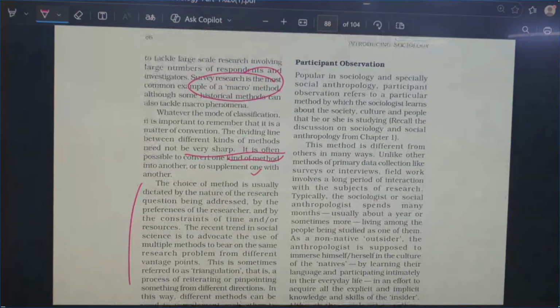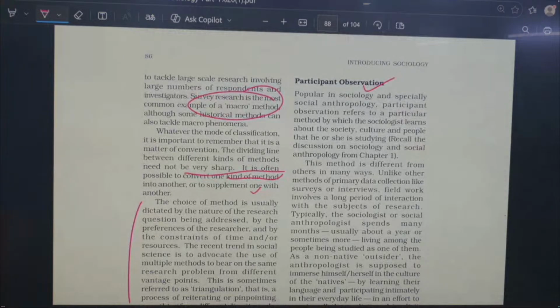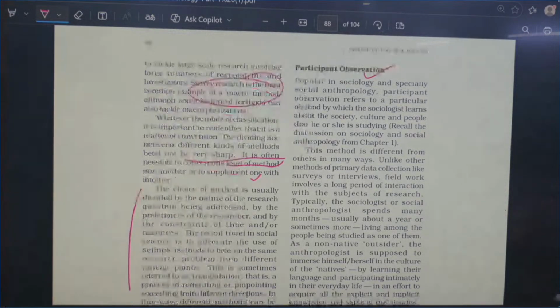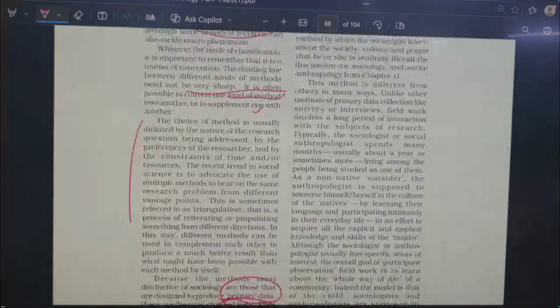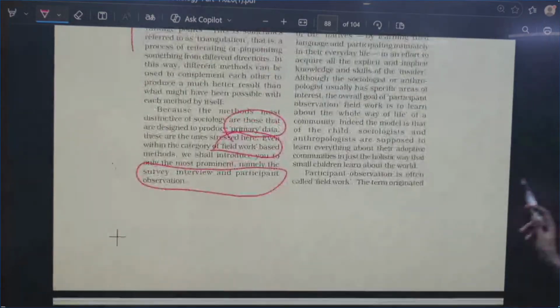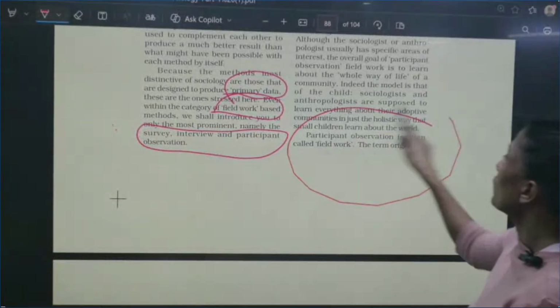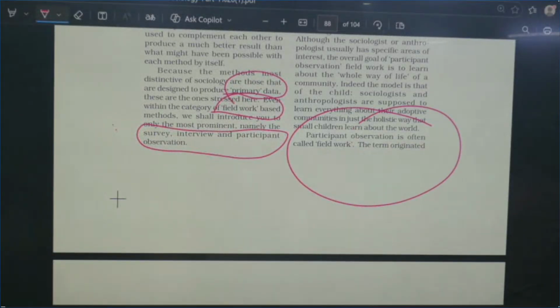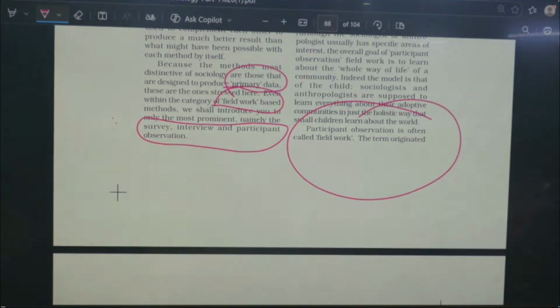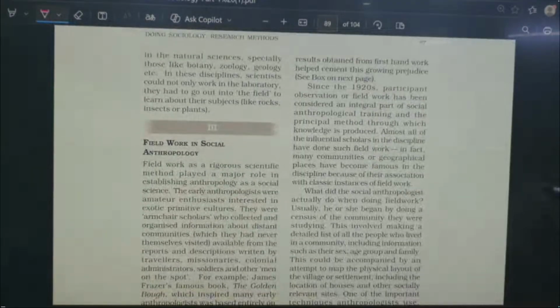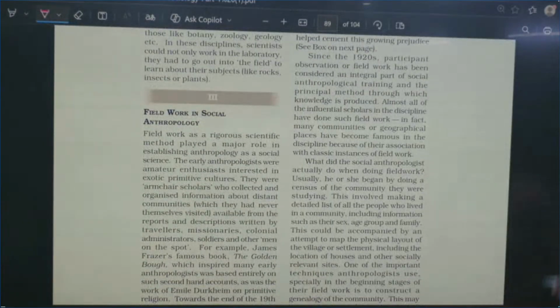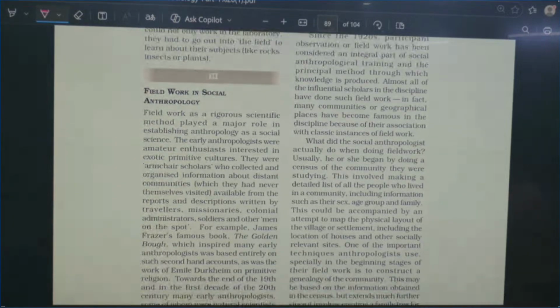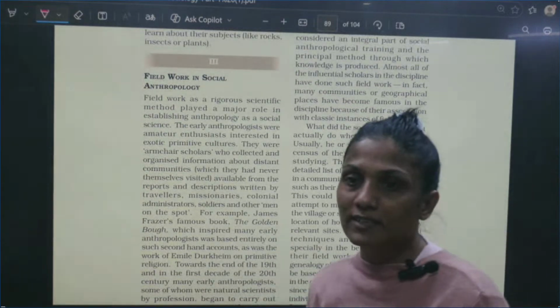Now participant observation. So what is participant observation? You people can read; I will explain this to all of you. It is fieldwork, often known as field work. Qualitative. Now I will explain this. Social anthropology and sociology are the same. Okay. So what is participant observation?